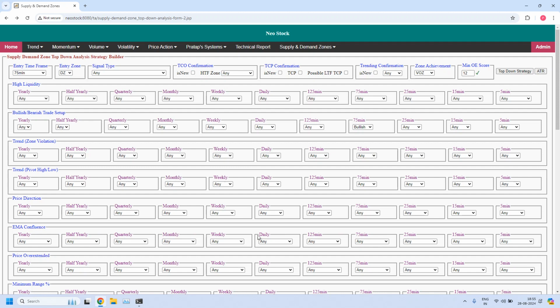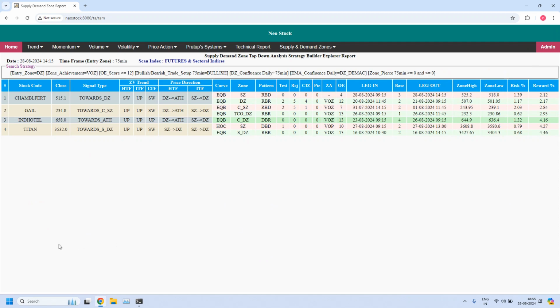So in the EMA confluence, in the daily time frame, I am selecting a daily demand zone with daily EMA confluence. Now let's filter. Now from 7, 4 stocks are filtered. And all these 4 stocks are currently supporting a bullish trade setup for the weekly income trade, with the 75 minute zone in confluence with the daily zone, and also the daily zone having EMA confluence, daily EMA confluence. So this is the high probability setup. These 4 stocks are supporting.